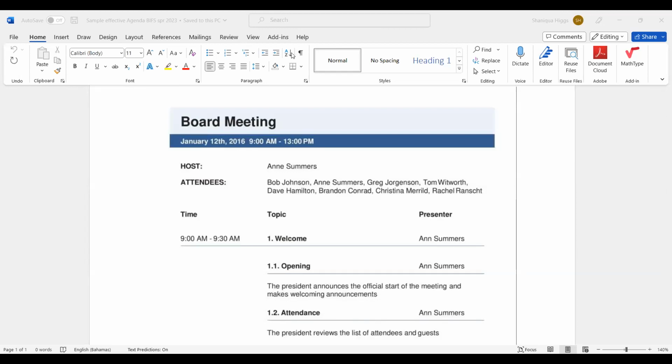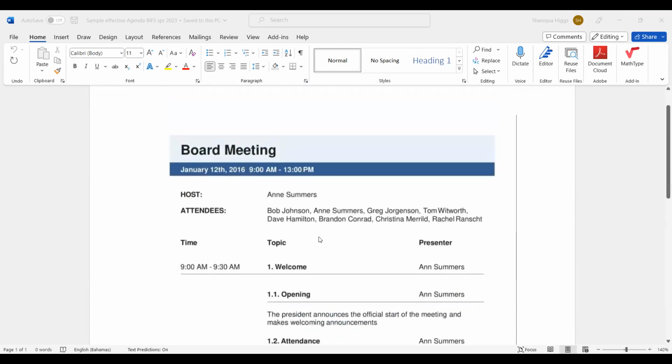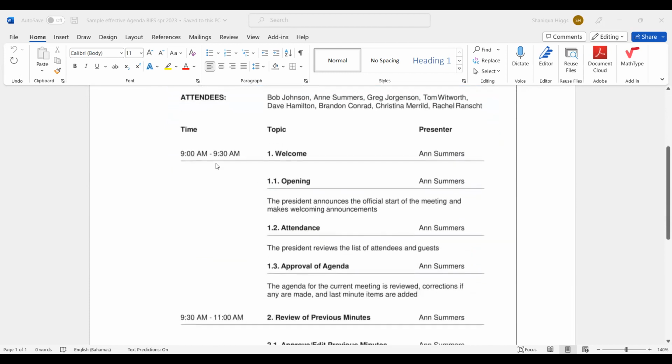I got this from some resource, I can't remember. But this is a sample agenda. So we have a description of the meeting. This is internal, so date and time, 9 to 1. Board meetings can be quite long, right? We have the host, we have attendees, and then we have the time allowed or allotted.